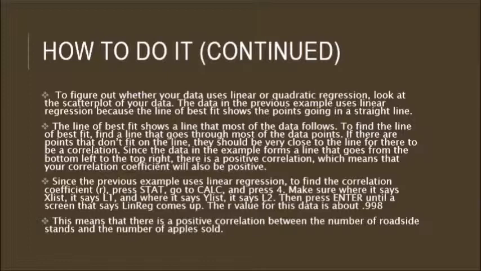Since the data in the example forms a line that goes from the bottom left to the top right, there is a positive correlation, which means that your correlation coefficient will also be positive.